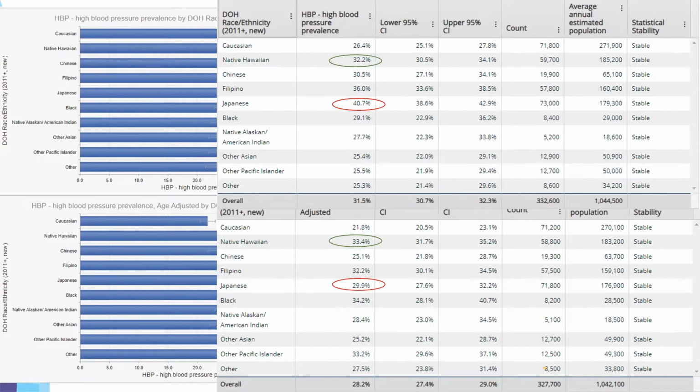But if we made that Native Hawaiian population look like the standard US population, it would be about the same at 33.4%. And if we look at our African American population, it was 29.1, because we surveyed largely younger people, right? And if we make this population look like a standard population, it would be 34.2%. So you can see that with age adjusting, sometimes the rates will go up and sometimes the rates will go down. It depends on the underlying population distribution. But by age adjusting, we can more accurately compare the differences between the risks for high blood pressure prevalence in these populations by eliminating the skew and the difference between our ages.